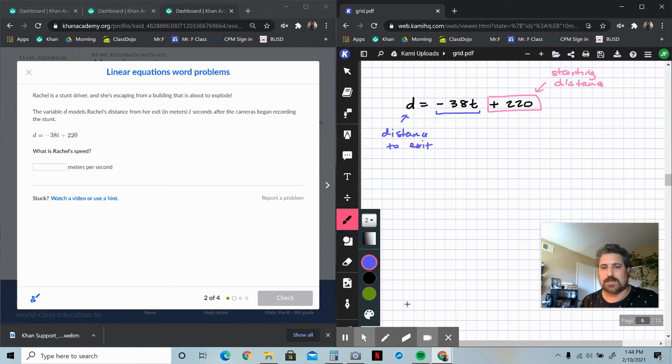And then obviously the T is the number of seconds that have gone by, right? That's the number of seconds that have gone by. So now we can talk about these different situations here. What is Rachel's speed? The speed is going to be the slope, and the slope is right here.